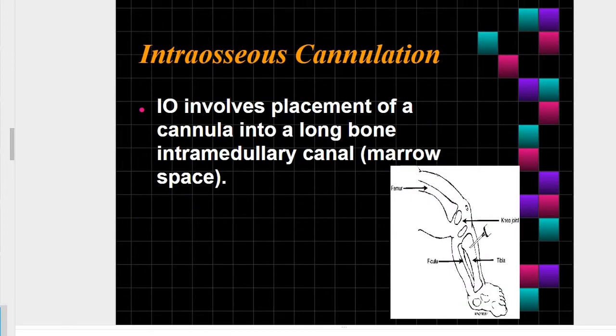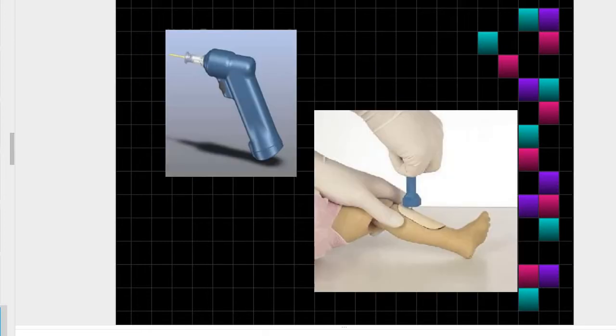Intraosseous cannulation. IO involves placement of a cannula into the long bone, into the intramedullary canal, where the bone marrow is located. And once you get in there, you can give IV fluids, although you may have to have a pressure infuser to help push the fluids. But any medication that you can give IV, you can give through the intraosseous route. This is an easy IO drill on the left, which has become very, very popular in both children and adults for placement of an IO catheter or needle. The one on the right is a manual device, and there's different versions out there.